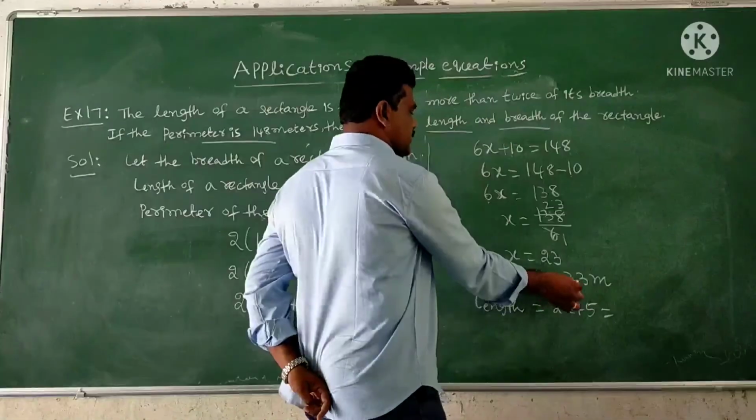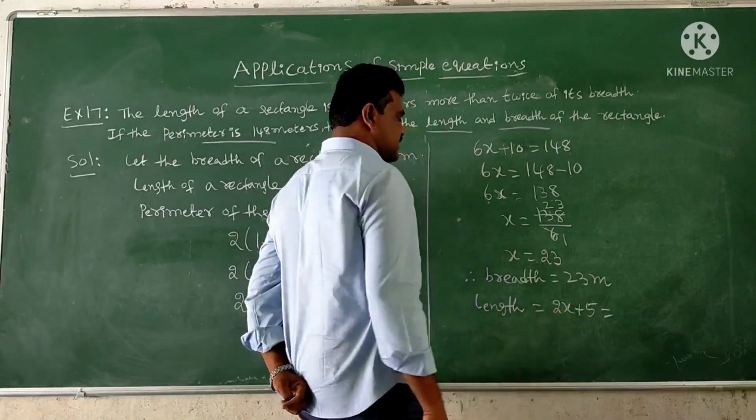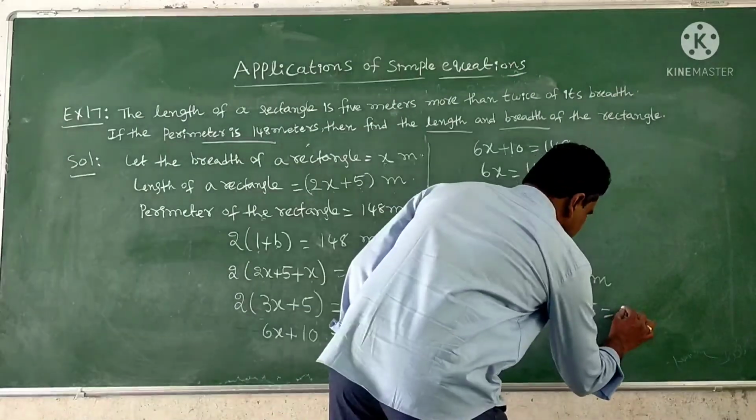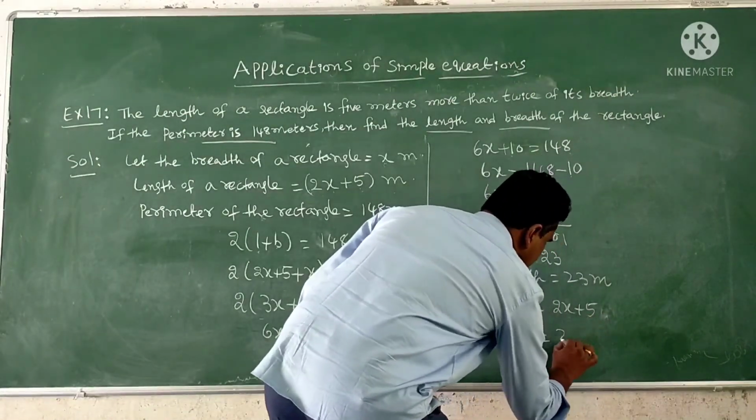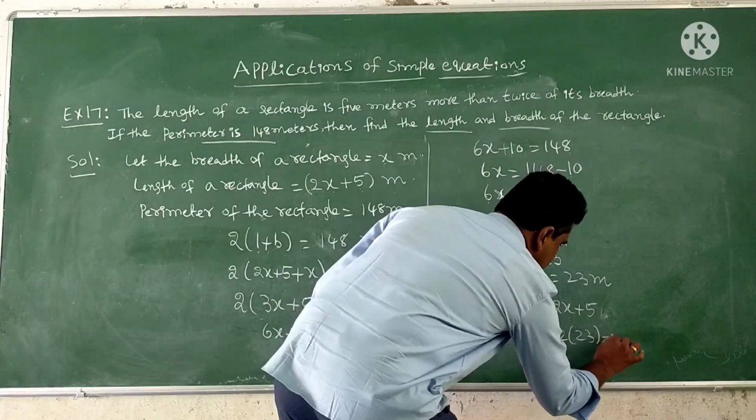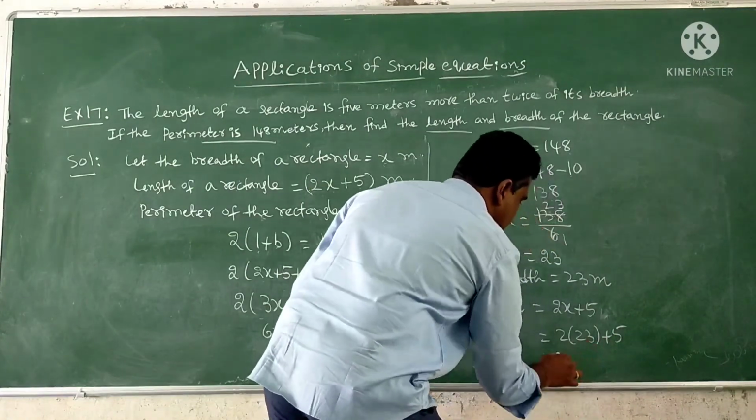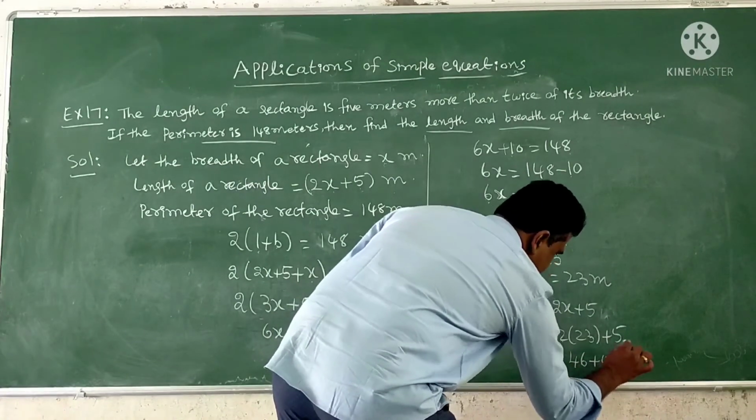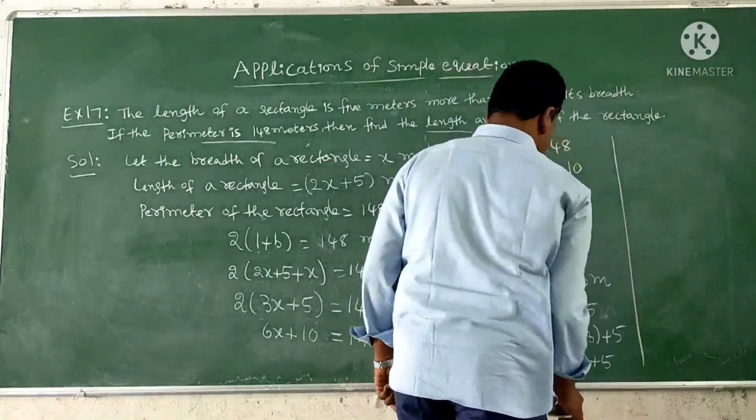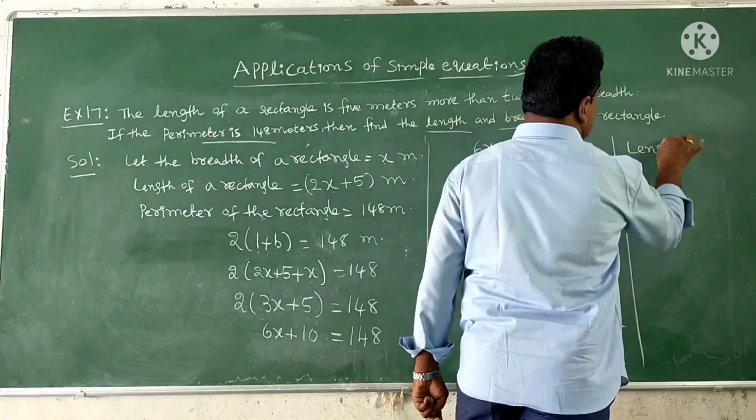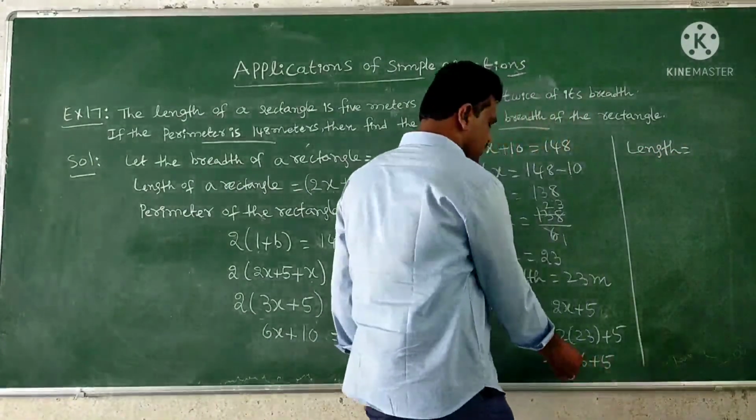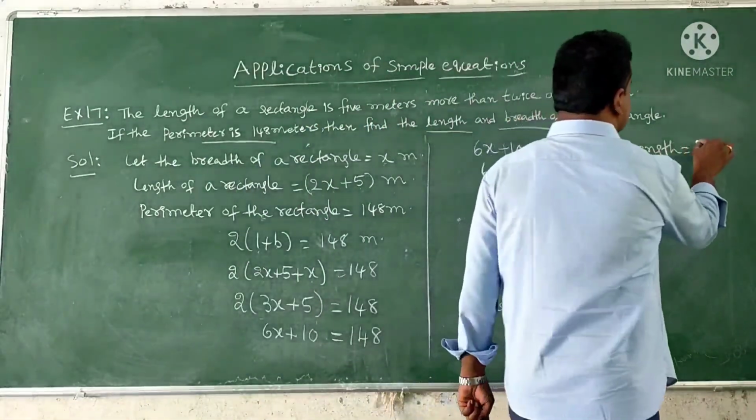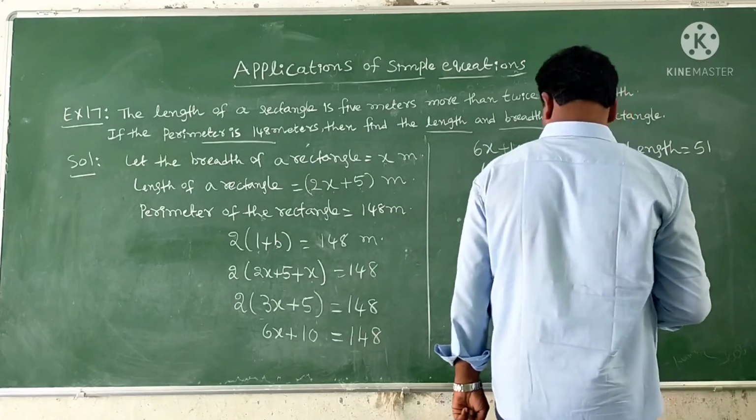Substitute 23 for x. So 2 into 23 plus 5. 2 into 23 is 46, plus 5. Length is equal to 46 plus 5. What is 46 plus 5? 51. So length is equal to 51 meters.